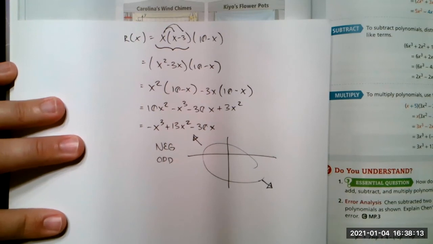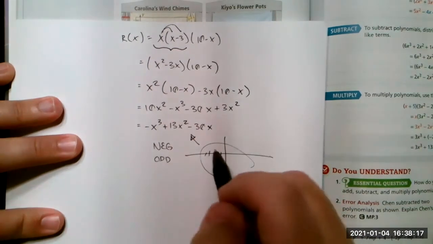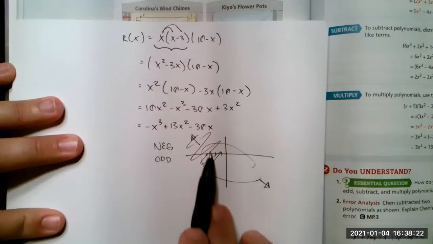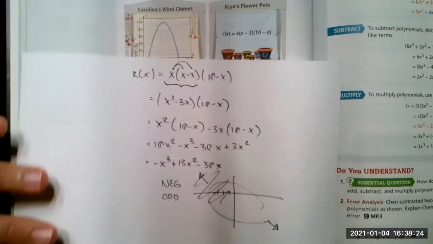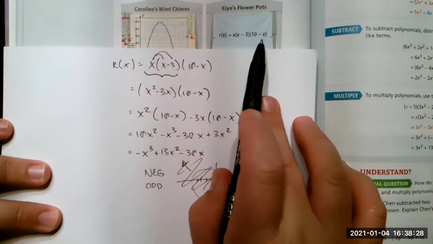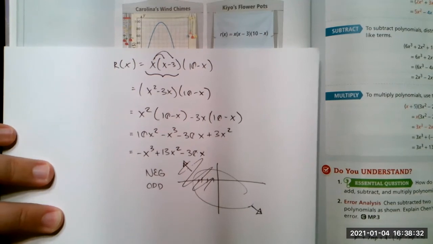So what that's saying is basically if you're selling flower pots, you can't sell negative flower pots. So all that stuff is just garbage. But at a certain point, you will lose money after that x-intercept. What are my x-intercepts? 0, 3, and 10. So after 10 flower pots, I will always lose money.